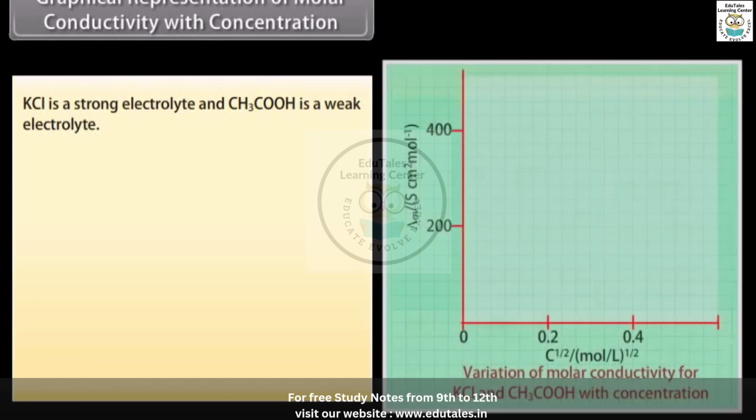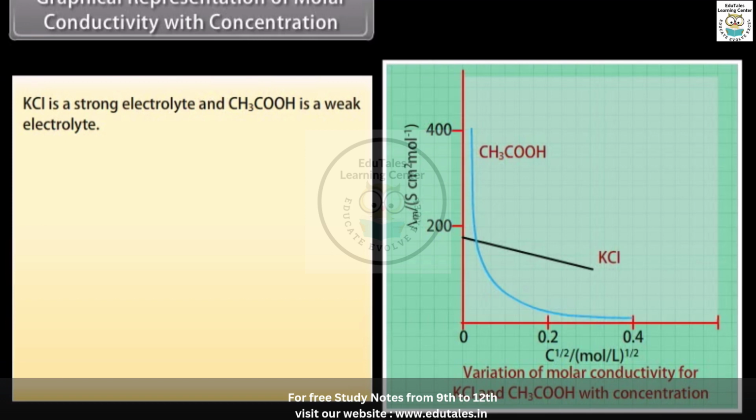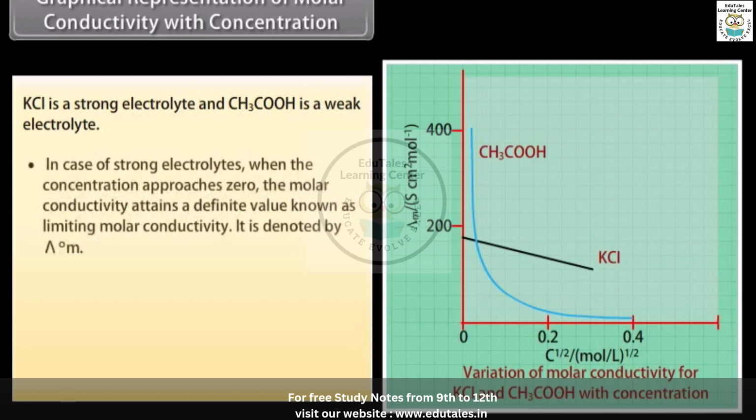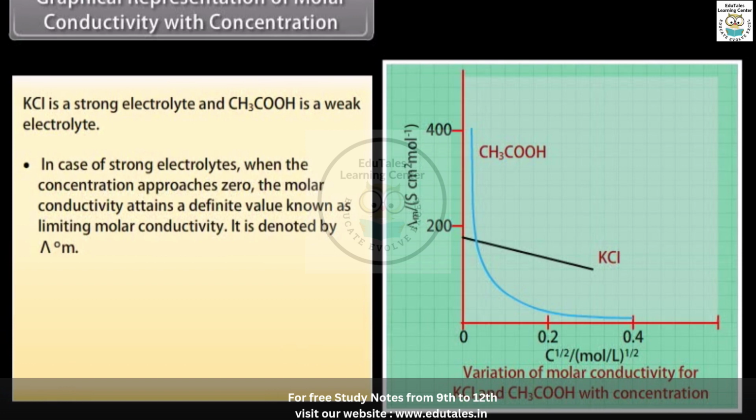Graphical representation of molar conductivity with concentration. KCl is a strong electrolyte and CH3COOH is a weak electrolyte. A graphical representation shows the variation of molar conductivity with concentration. In case of strong electrolytes, when the concentration approaches zero, the molar conductivity attains a definite value known as limiting molar conductivity. It is denoted by lambda not m.